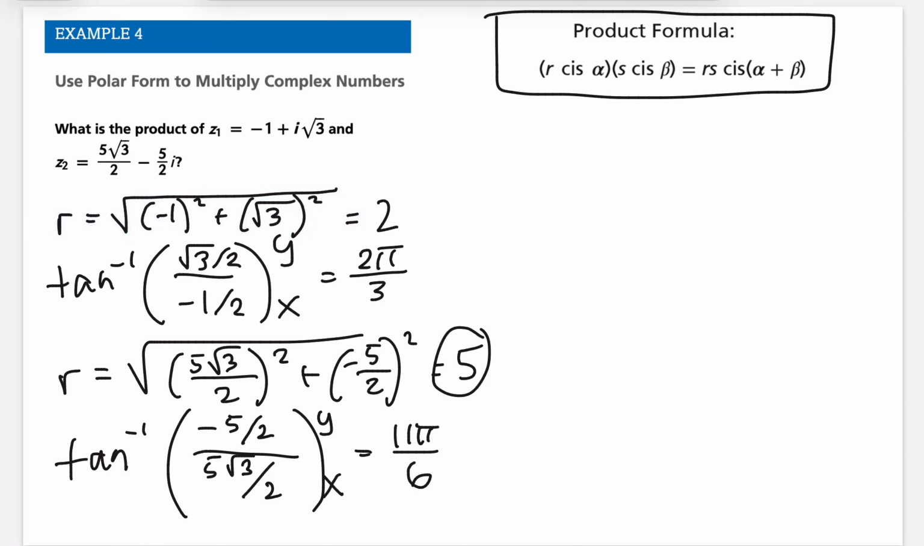Okay, so now we're going to multiply these. So we're going to use this formula right here. So we have our r, and we have our s, and we have our two angles. So we're taking the 2 times the 5 gives us 10.